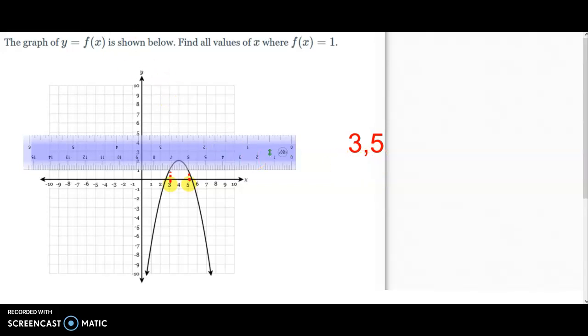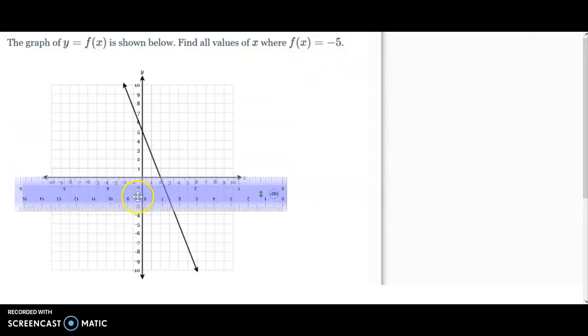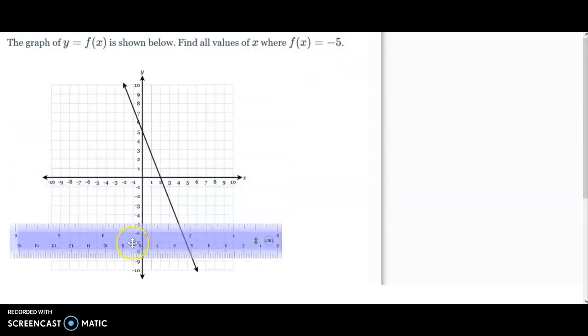Alright, so let's take a look at another example. This is f of x is equal to -5, which means you come all the way down to -5 here and see where it meets over here. And you see it meets at 4 right here. And that's it. That's all you have to do.